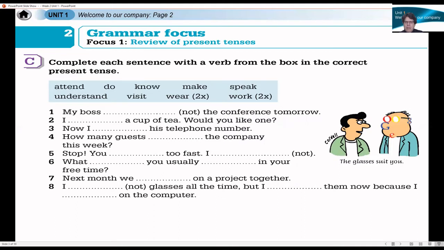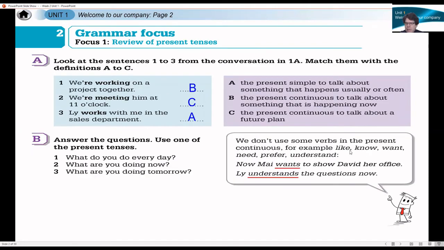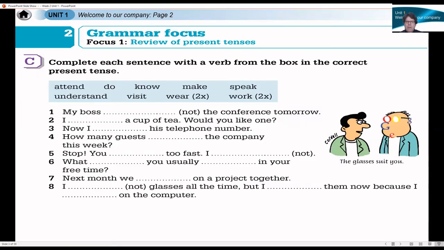All right, so review again of the present tense. Complete each sentence with a verb from the box in the correct present tense. So just because it says attend, it might be attending. I don't know. I'm just letting you know you might have to change it, but please remember this rule. Any words like this will never be ing. All right, as usual, pause the video for as long as you need now.